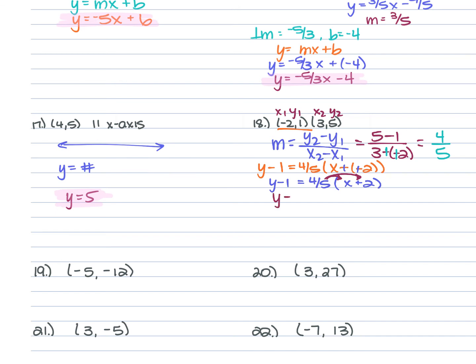Okay, so we're going to have y - 1 = 4/5 x + 4/5 times 2, which is 8/5. From here, we are going to add that 1 to both sides. 1 is the same thing as what over 5? 5/5. So we're adding 5/5 to this 8/5. So this is going to leave us with y = 4/5 x plus what?